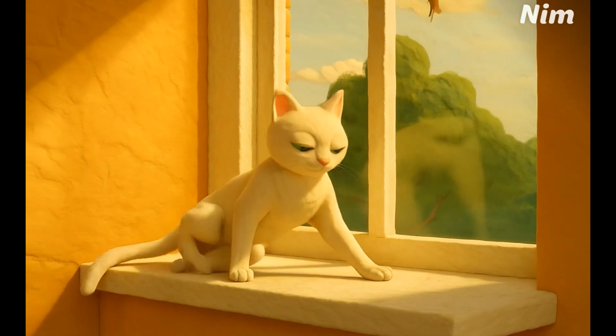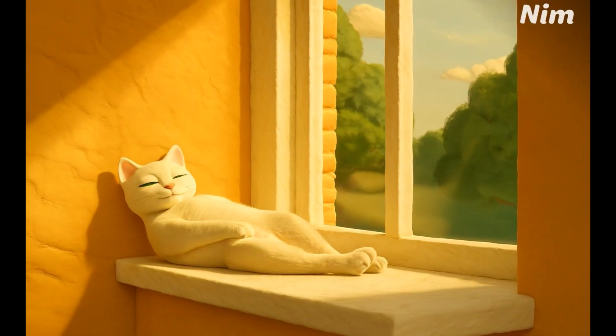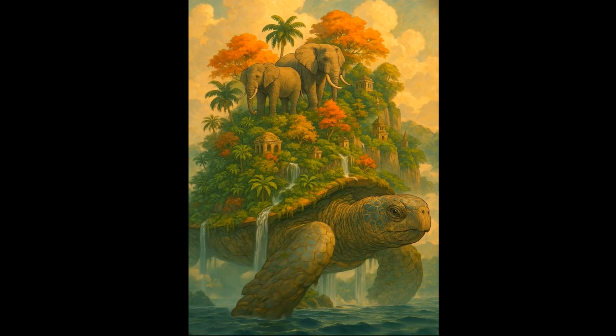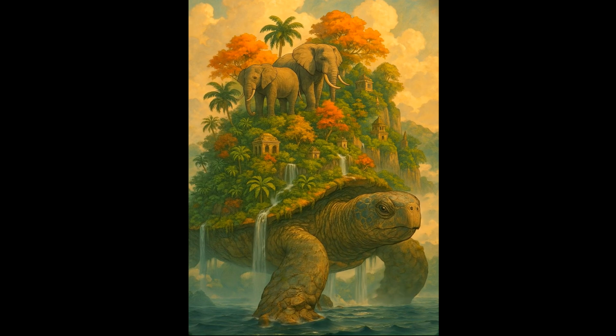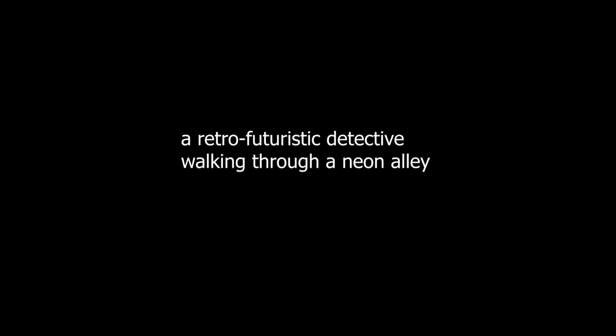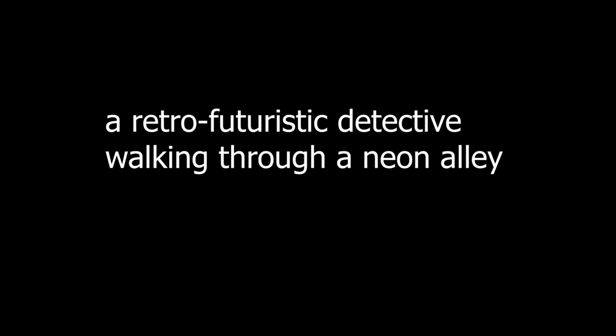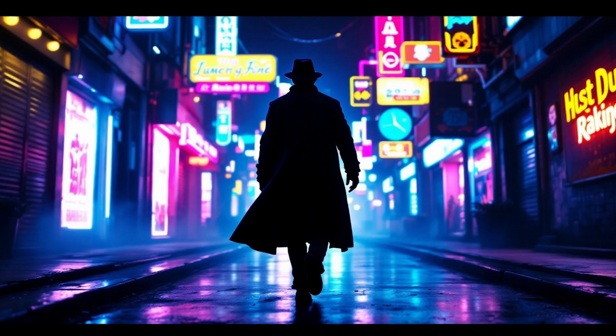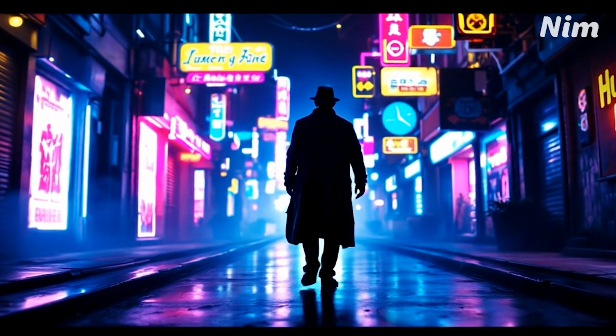Let's start simple. Text to image: if you've used Midjourney or ChatGPT, this will feel familiar. You write the description and you get an image created for you based on that. Here is a quick test. I prompted a retro-futuristic detective walking through a neon alley. Not bad, right? But what's really cool, you can use this as the first frame in a video generation. This is where it starts to get fun.